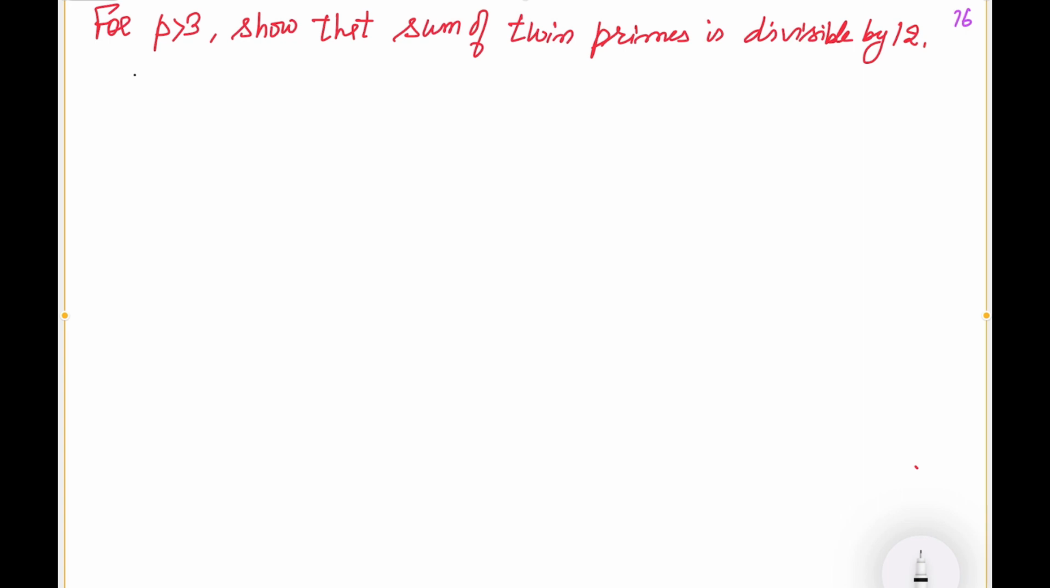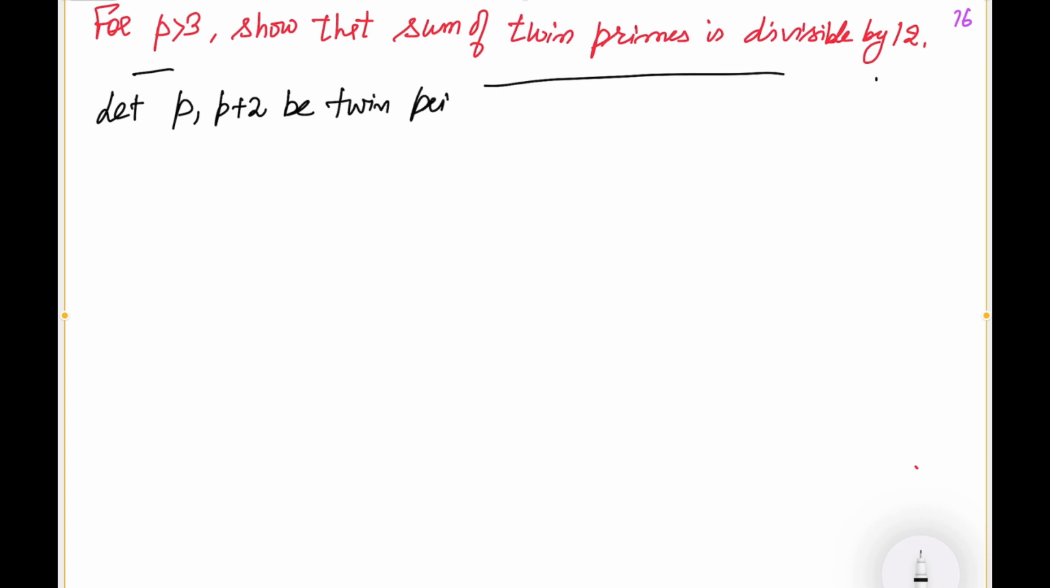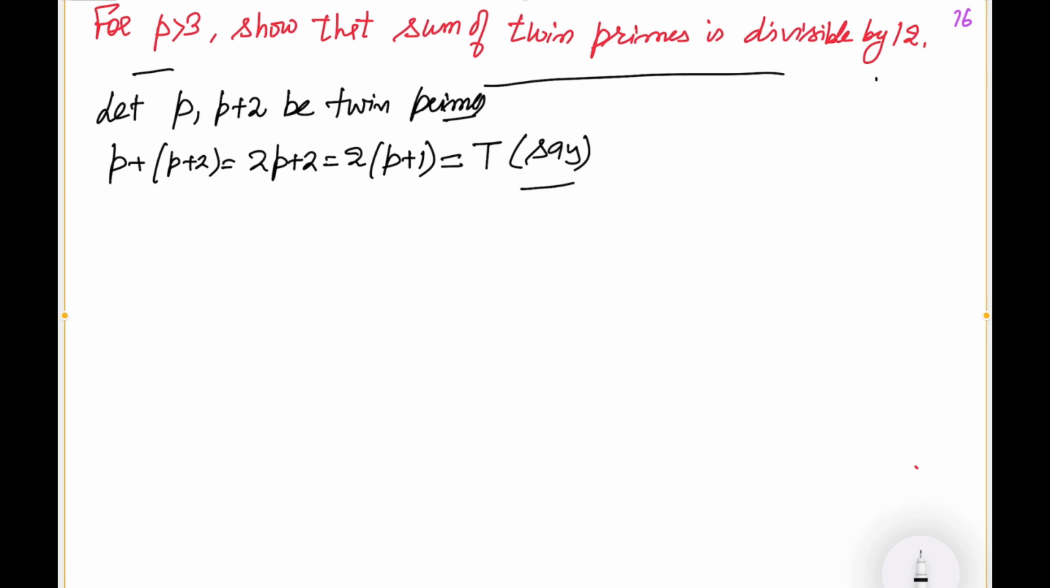Next question: for p strictly greater than 3, show that the sum of twin primes is divisible by 12. As per the definition, let p and p plus 2 be twin primes, and their sum is 2p plus 2, which is 2 times p plus 1. Let's denote it by t, say. We want to prove that this sum is divisible by 12, that is, 12 divides t. This is our aim here.